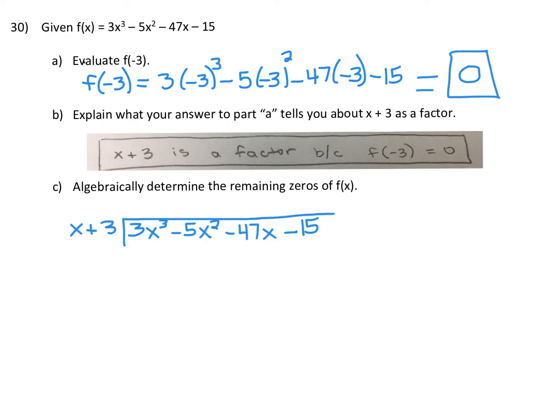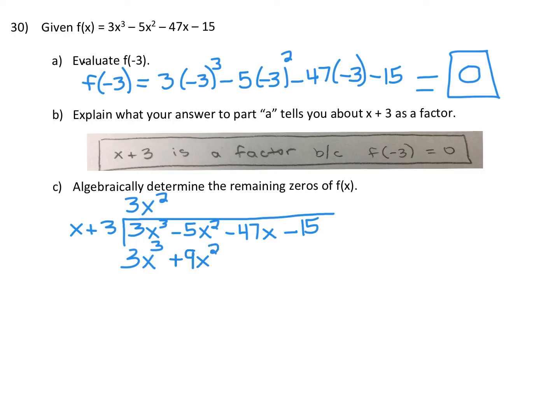Okay, so let's do long division, and since x plus 3 divides evenly into it, we should wind up with no remainder. Okay, so here we go. What do we multiply x by to give us 3x cubed? Well, 3x squared, so that's what we're going to put on top here. And then when we distribute, 3x squared times x is 3x cubed, and 3x squared times 3 is 9x squared.